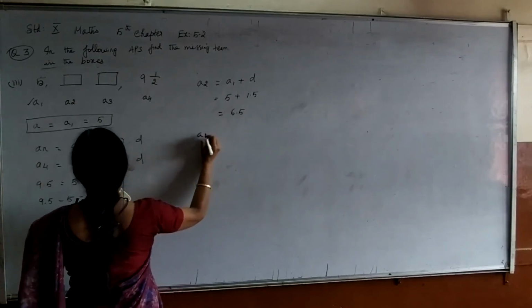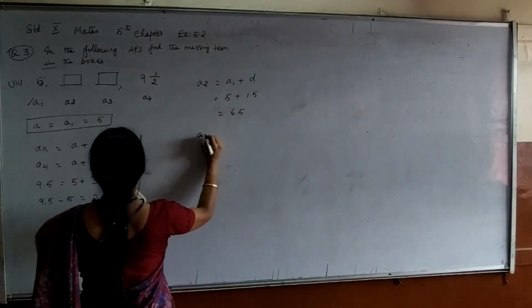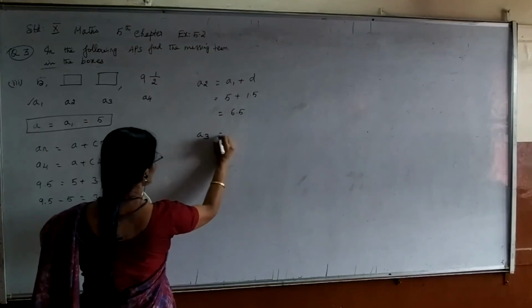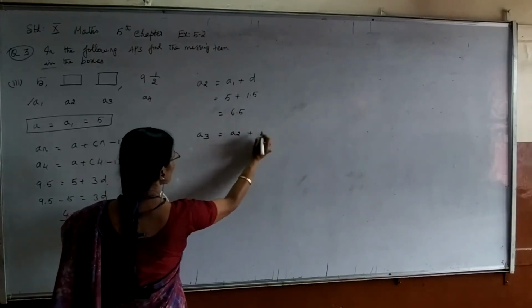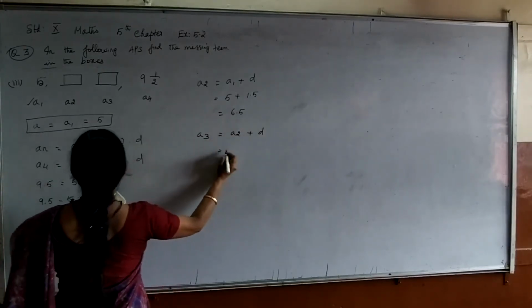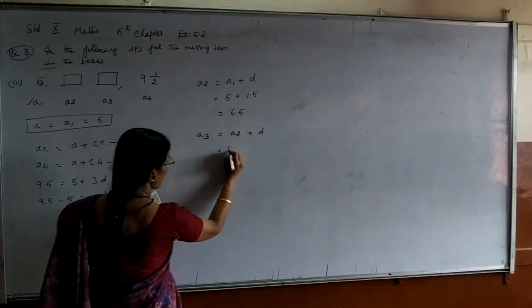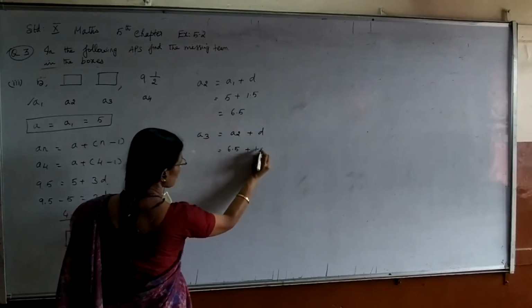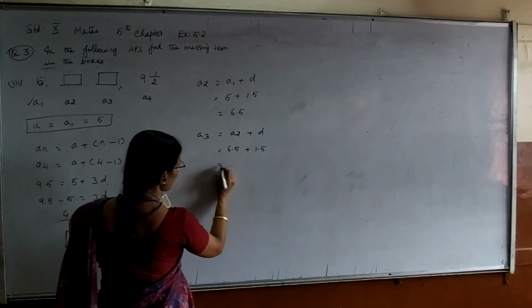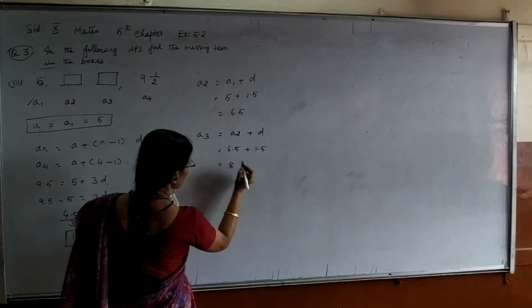Then comes A3. What is A3? A3 is A2 plus D. A2 we have found as 6.5 plus 1.5, which is equal to 8.